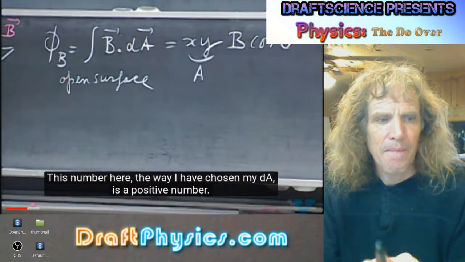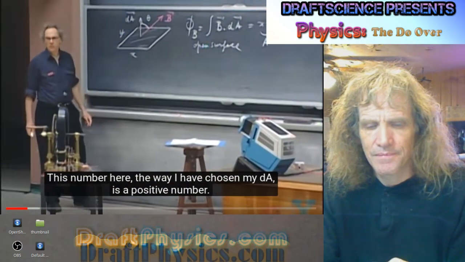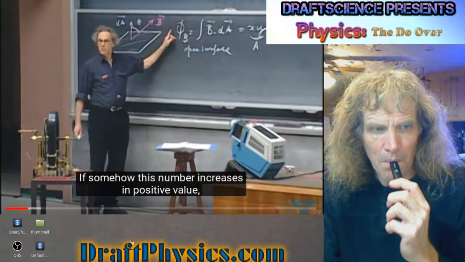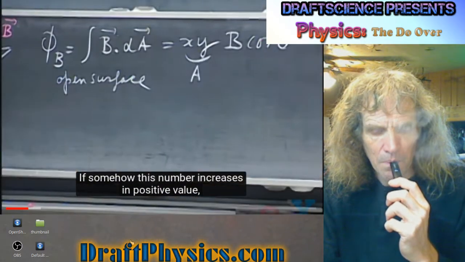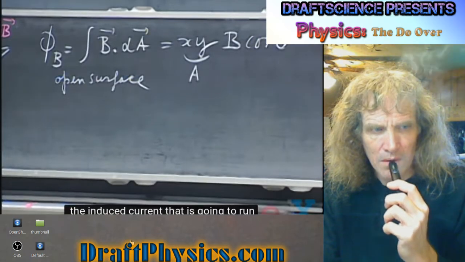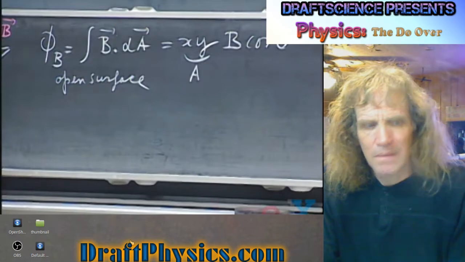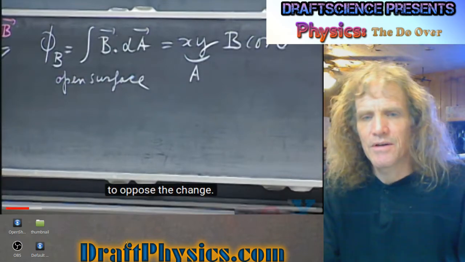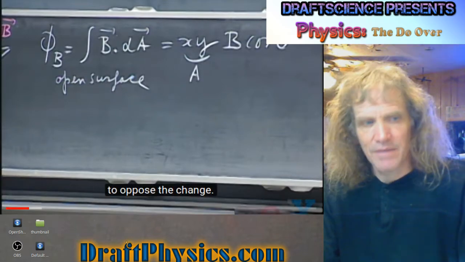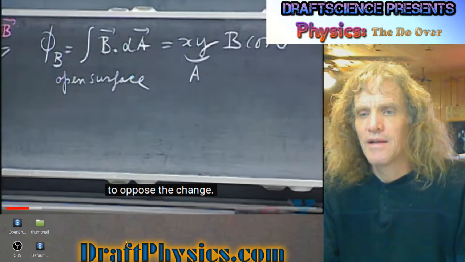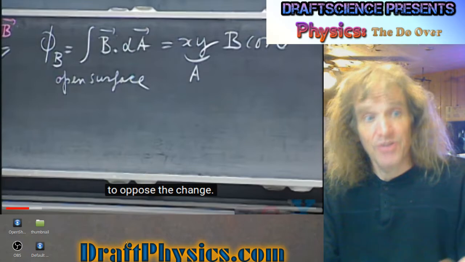This number here, the way I've chosen my dA, is a positive number. If somehow this number increases in positive value, the induced current that is going to run will try to create a magnetic field to oppose the change. So again, there's no trying to create a field to oppose the change. It's not opposing a change. It's just reacting to the change.